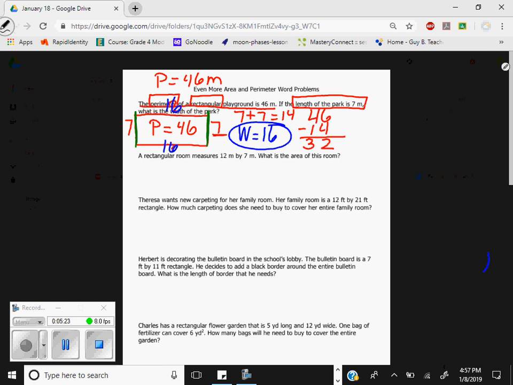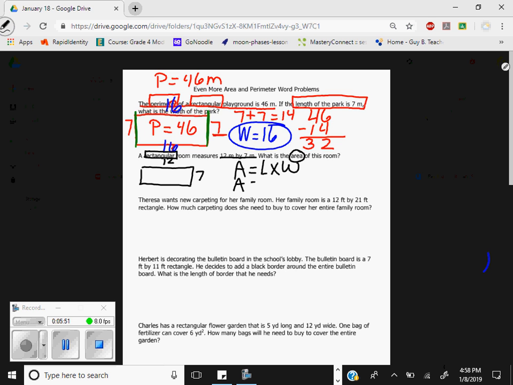We have a rectangular room, so we know we have a rectangle. I'm going to draw that. And it measures 12 meters by 7 meters. That means one side is 12, the other side is 7. And then it asks, what's the area of the room? Well, you know the formula for area. Area is A equals length times width. So just plug in your dimensions there, your measurements.